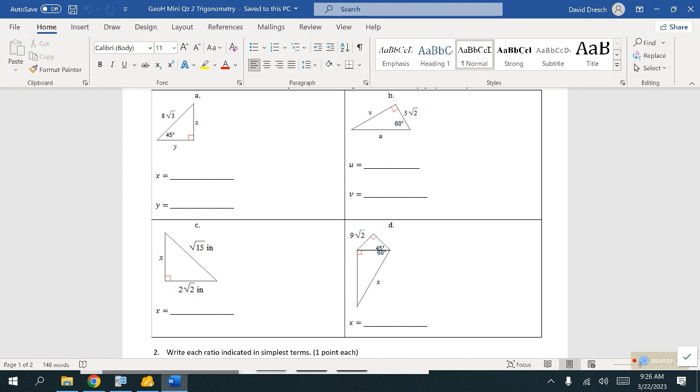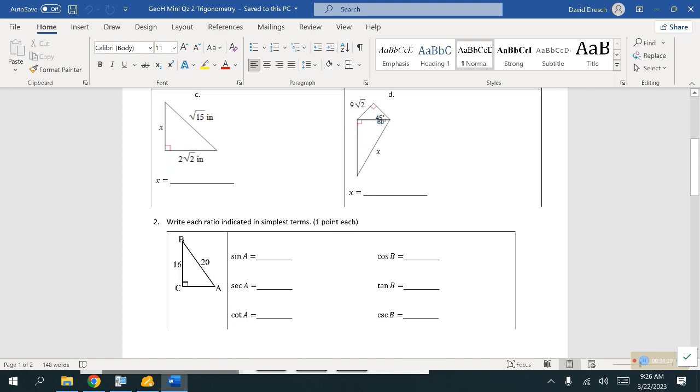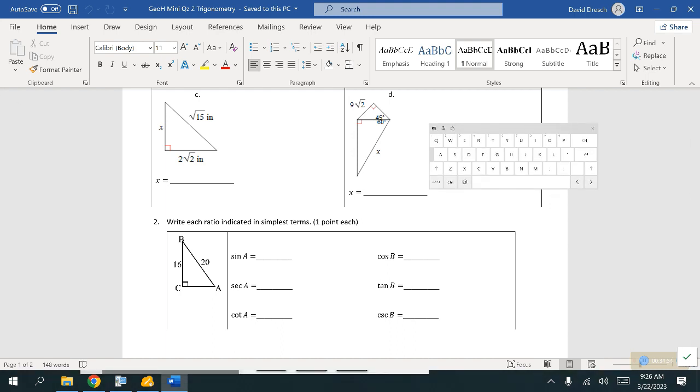And then letter C. Again, we're getting much better. I would say we're about 90%. There's still about 10% of you that still refuse to do this Pythagorean theorem right. That's on you. 2 root 2 squared is going to give you 8. That's going to give you 15. It's that 8 some of you refuse to do right. And what's that going to give you? A 7. The square root of 7.